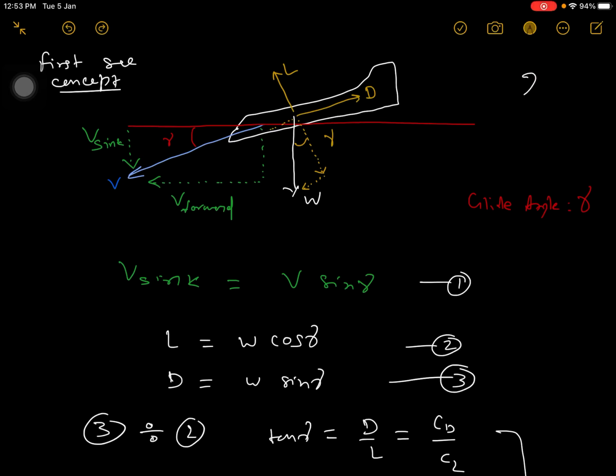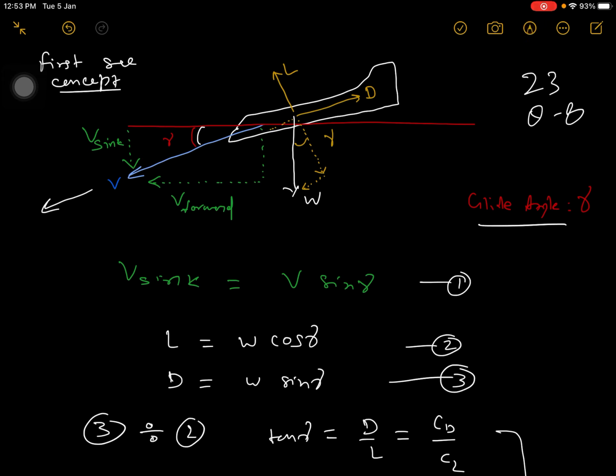So let's solve mock 23 question number 8, which is based on the concept of gliding. Let's understand a little bit about gliding. Let's revise the basic concept and then we'll solve the numerical. See guys, whenever there is gliding, you can see the velocity vector is pointing in this direction and it makes a certain angle gamma from the horizontal, that is known as the gliding angle.